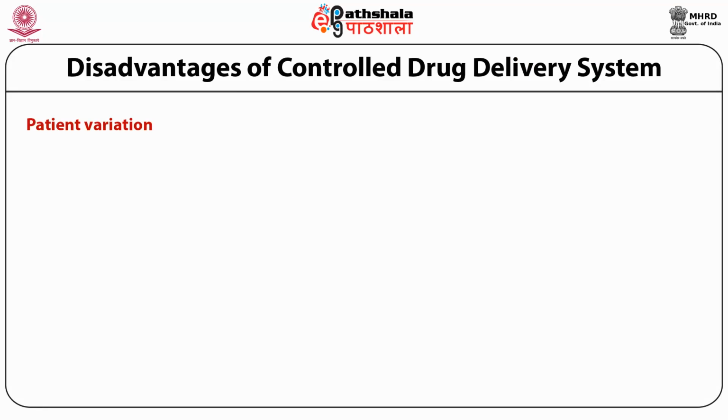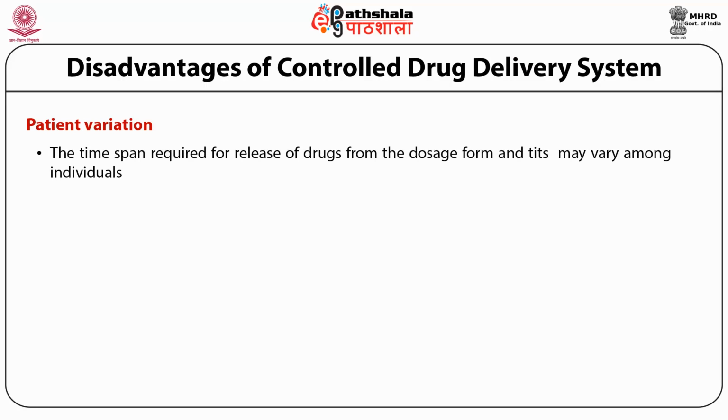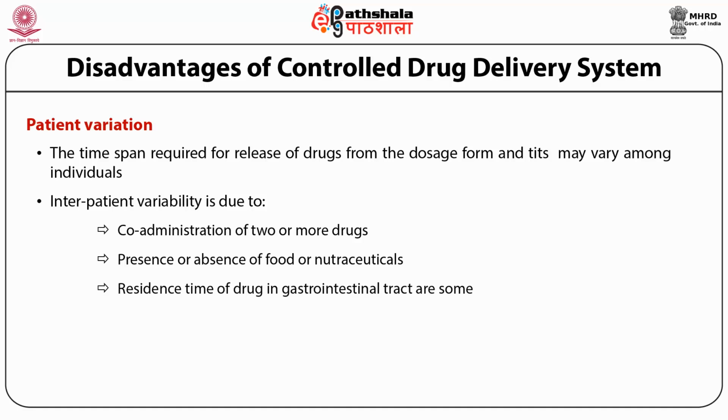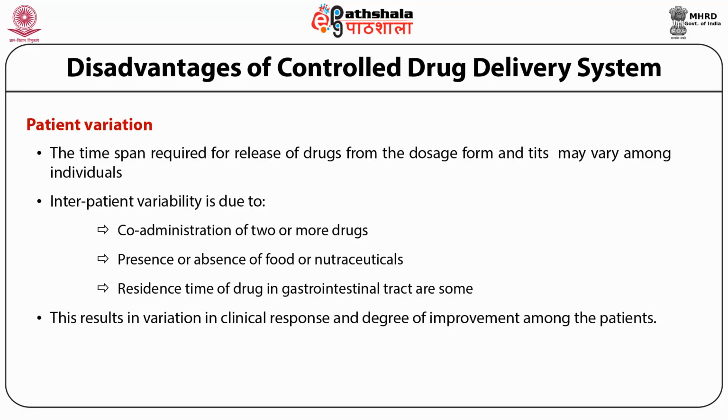Patient variation. The time span required for release of drugs from the dosage form and then absorption of drugs may vary among individuals because of the individual's physiological conditions. Co-administration of two or more drugs, presence or absence of food or nutraceuticals, and the residence time of drug in the gastrointestinal tract are some of the factors which are different among patients, thus leading to the patient variability. This ultimately results in the variation in the clinical response and the degree of improvement among the patients.